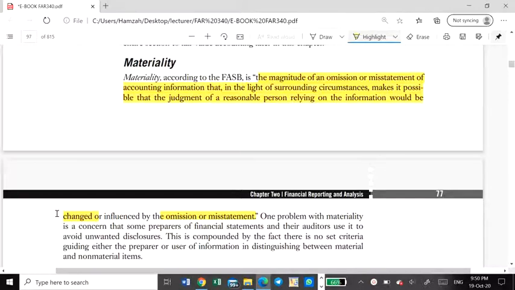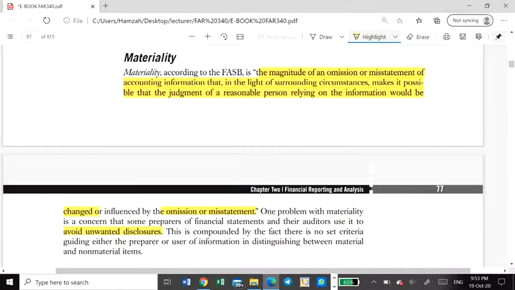One problem with materiality is the concern that some preparers of financial statements and their auditors use it to avoid unwanted disclosure. Okay, sebab bila kita buat audit, contohlah ada apa-apa isu, so kita akan buat threshold, kita akan buat calculation lah sama ada dia tu material ke tak material. Bila tak material, so dia takkan audit lah benda tu. Okay, contoh benda tu, maksudnya bila immaterial, auditor tu memang dah tak akan tengok langsung dah.